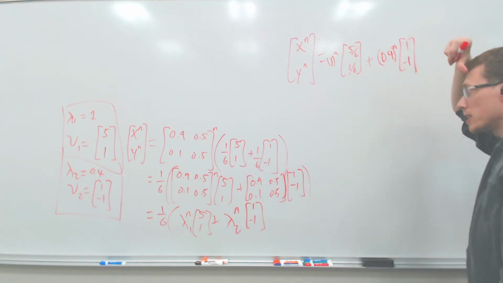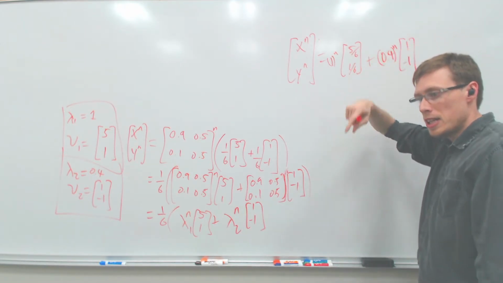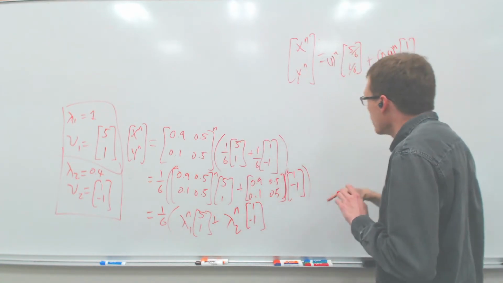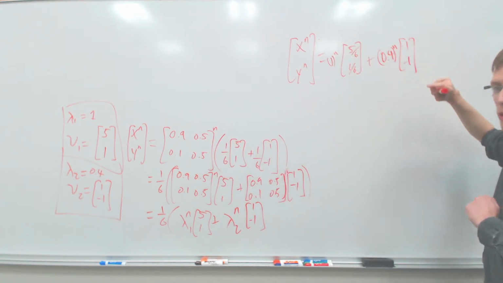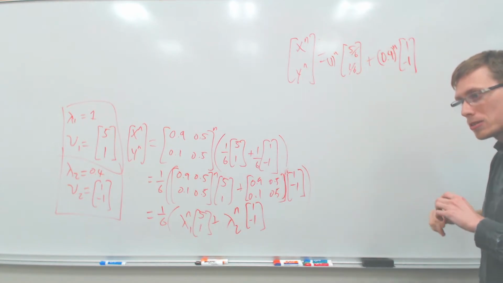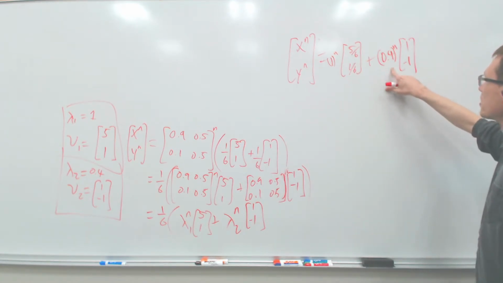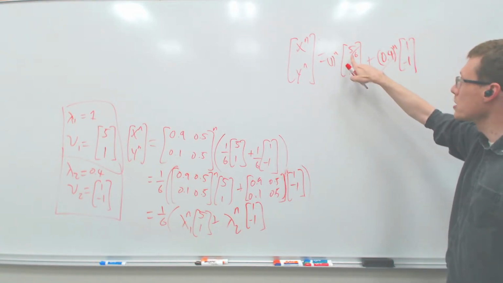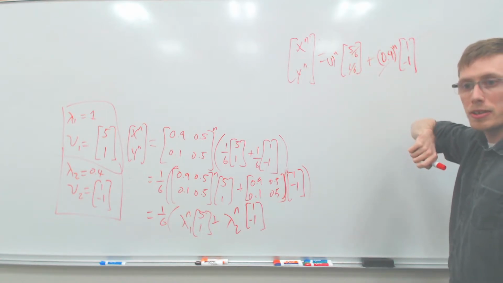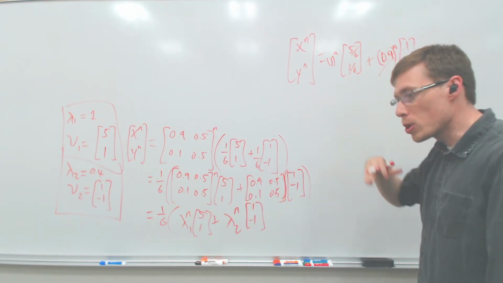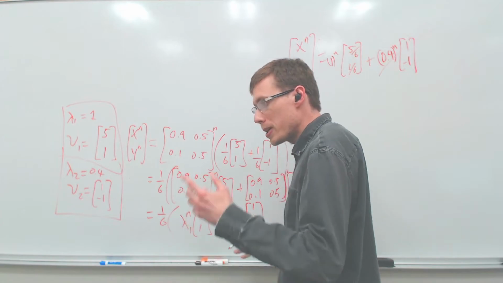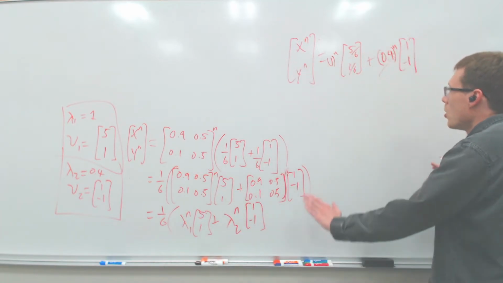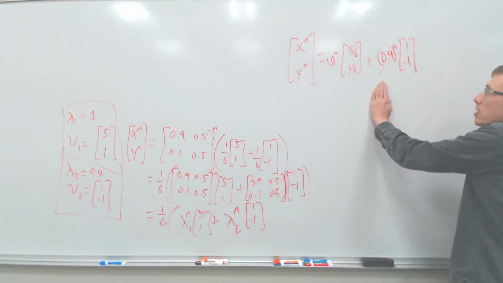And what happens as we go off towards infinity, as we go to larger and larger n? Well, this number right here, 0.4 to the n, gets smaller and smaller. It depletes, and it eventually goes to 0. And what we're going to end up with, this one with the 1 stays put, and we get 5/6, 1/6.